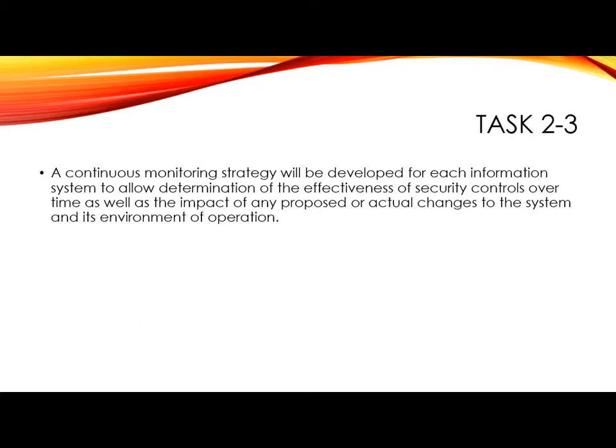Task 2.3. A continuous monitoring strategy will be developed for each information system to allow the determination of the effectiveness of security controls over time as well as the impact of any proposed or actual changes to the system. How are you going to continue to monitor this system? What kind of things do you monitor? Are you thinking about the physical and the software and the hardware? Are you talking about logical stuff? Are you talking about logs, event viewer kind of stuff? How are you going to monitor this system? What processes are you going to do?